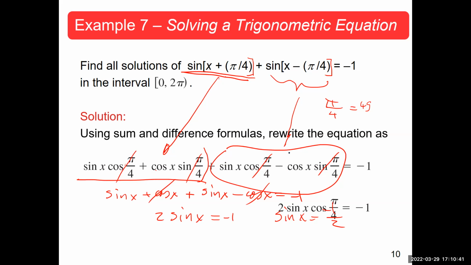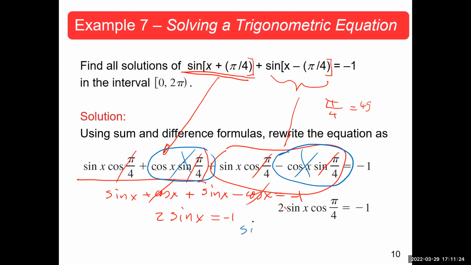What they said, I have here negative cosine, sine pi, I have here positive. Then they cancel out. Okay, then what you're left with, sine cosine, you're going to get 2 sine x cosine pi over 4. Now they evaluated this cosine with a square root of 2 over 2.